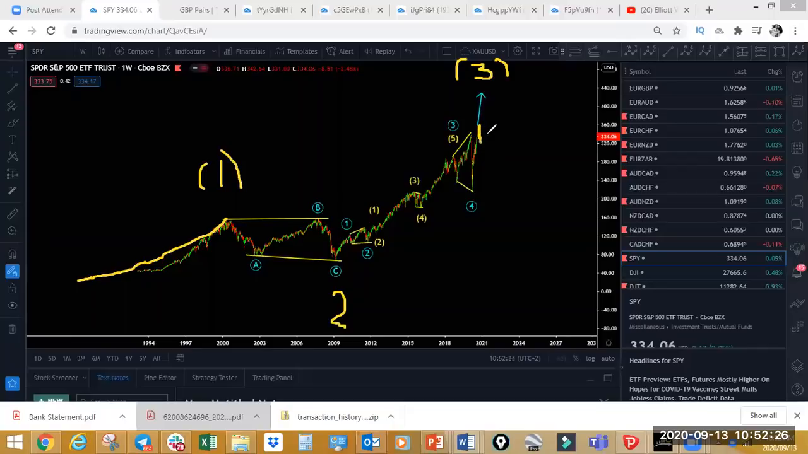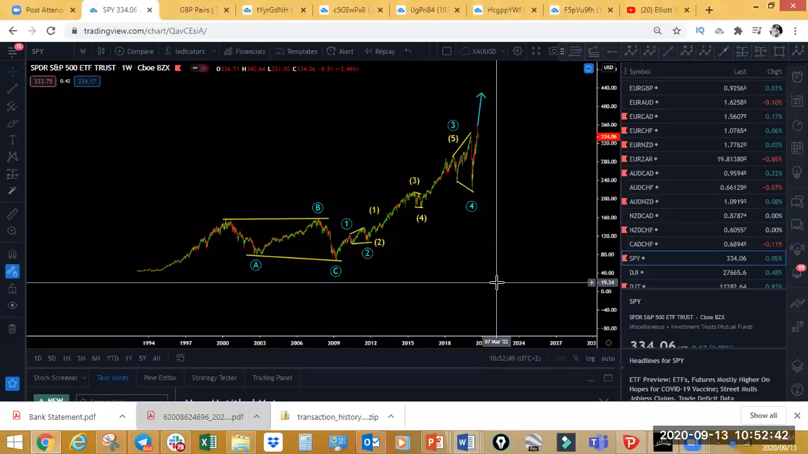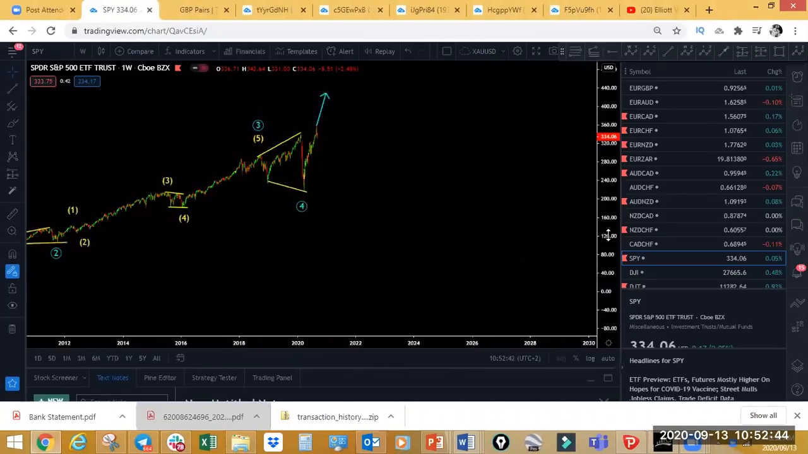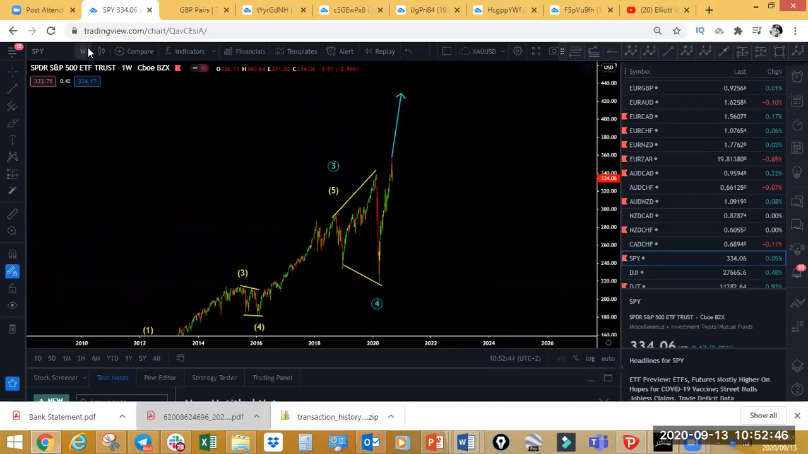So let's see what we're going to get with this pullback, which is potentially going to be 1, 2, 3, 4, and a 5. So if this is only a wave 3 in the bigger degree, this is a weekly chart. That means we're still going to have a 4 and a 5. So that means the indices are still going to push much higher. So even if we do see a deeper one here, we should resume a move to the upside.